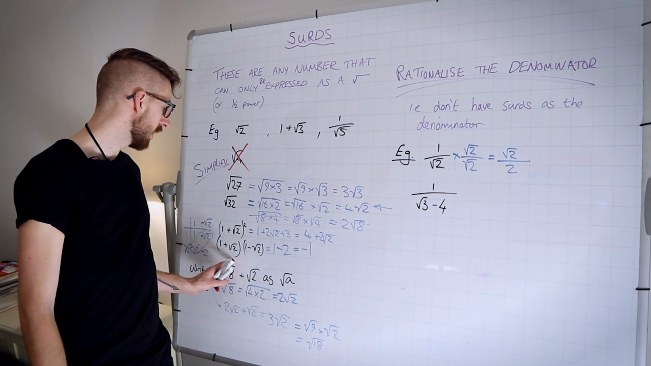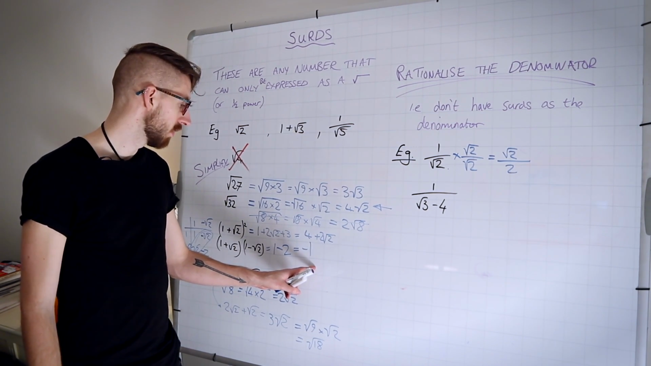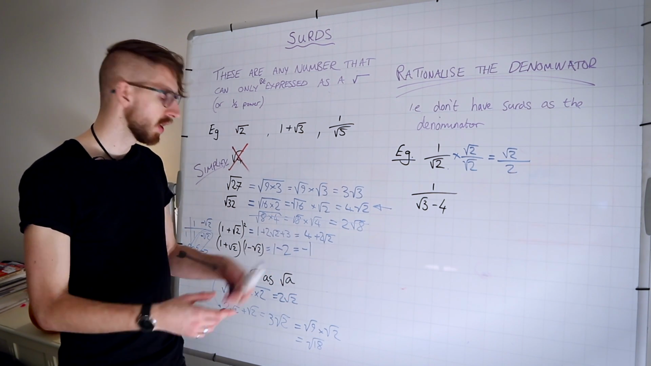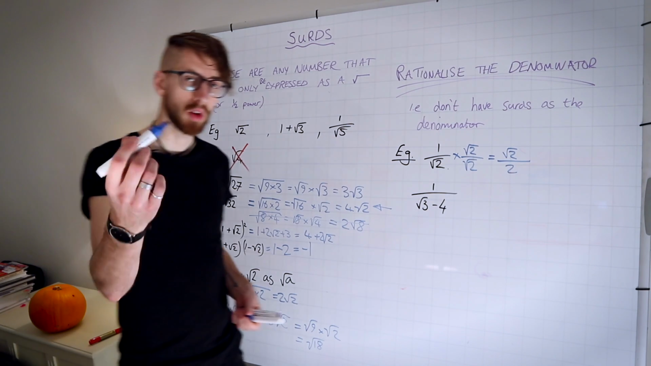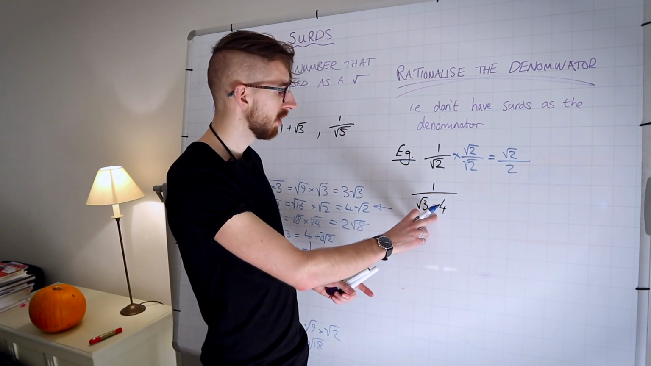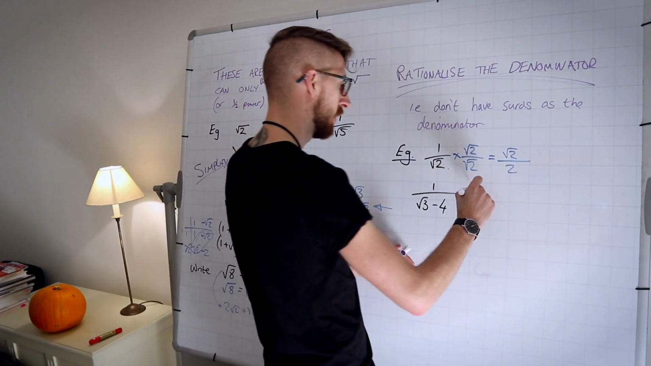But notice here, we actually got a rational. So we got rid of the surd. So what we're going to do here is we're going to times it by the exact same as the denominator, but changing one of the signs. So we're still going to do it on top and bottom.